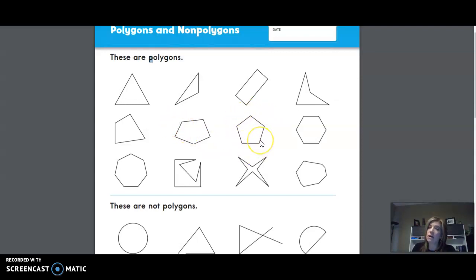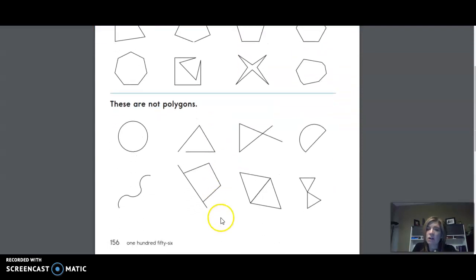Let's try it with this shape. This shape is a polygon because it is flat, it is closed, there are no openings, and it's made of 3 or more straight lines and corners. Let's go ahead and count those straight lines. 1, 2, 3, 4, 5. Therefore, this shape is a polygon. Let's see if we can figure out why these shapes down here are not polygons.